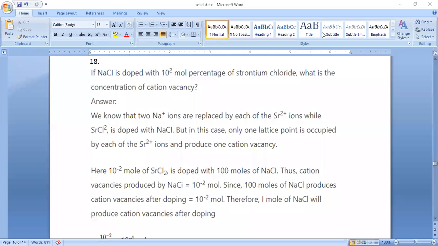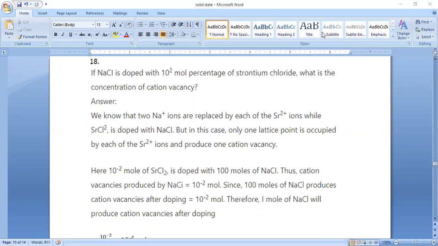Next question number 18. If NaCl is doped with 10 power minus 2 mole percentage of strontium chloride, what is the concentration of cation vacancy? We know that 2 Na+ ions are replaced by strontium ions while strontium chloride is doped with the NaCl. One lattice point of NaCl is replaced by a strontium ion, so one other vacancy is created.